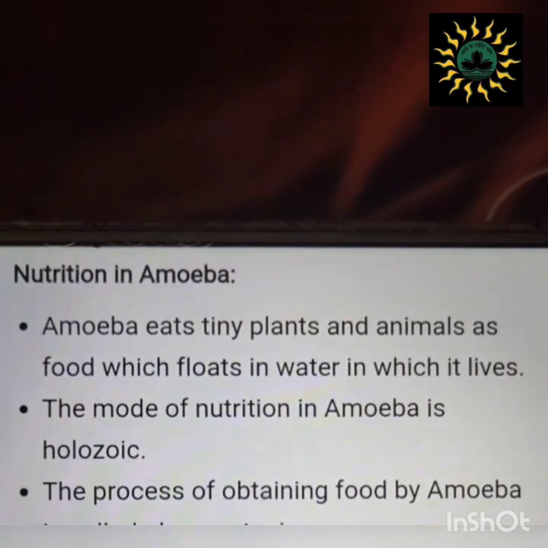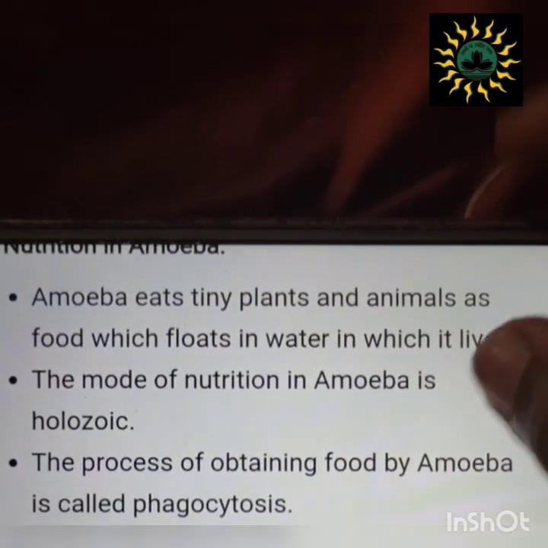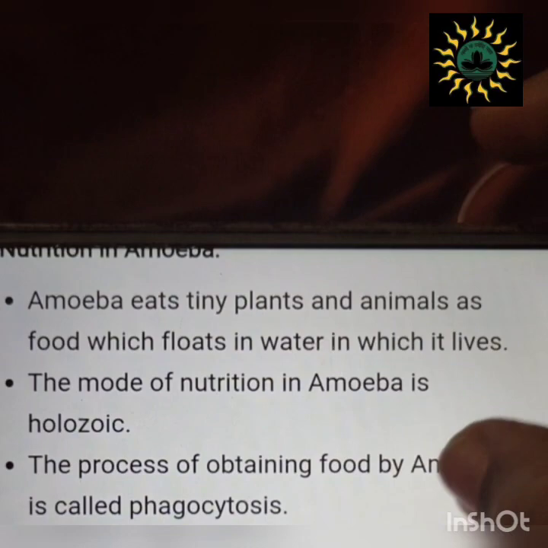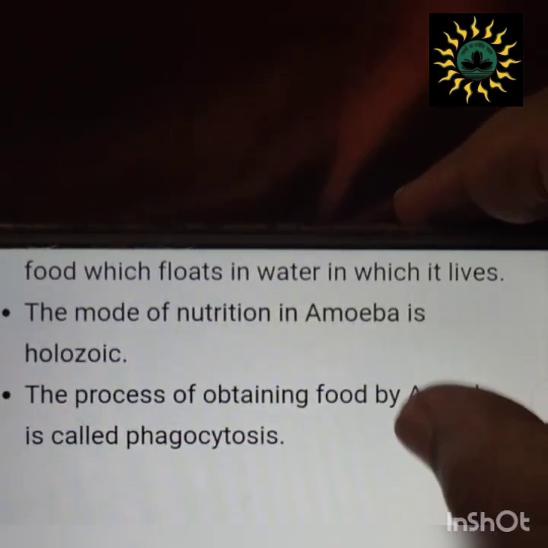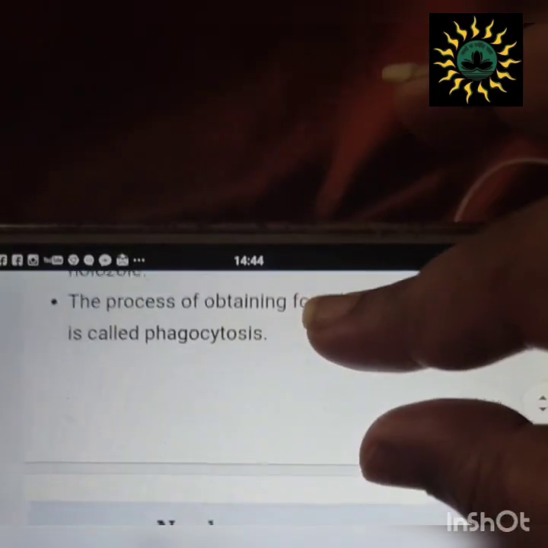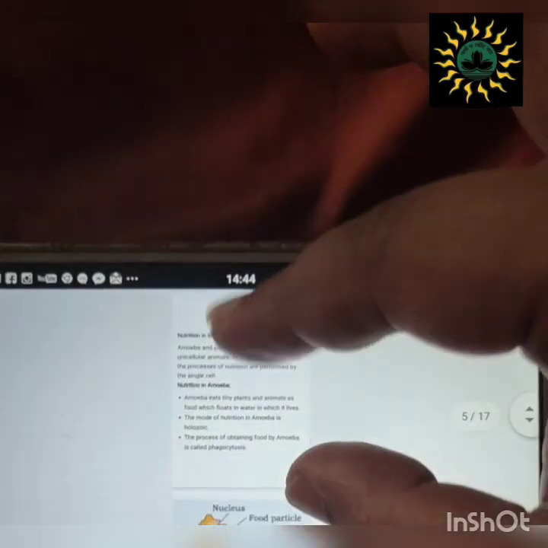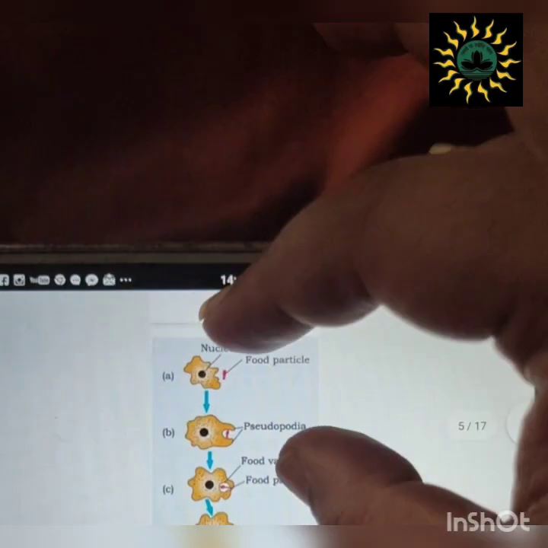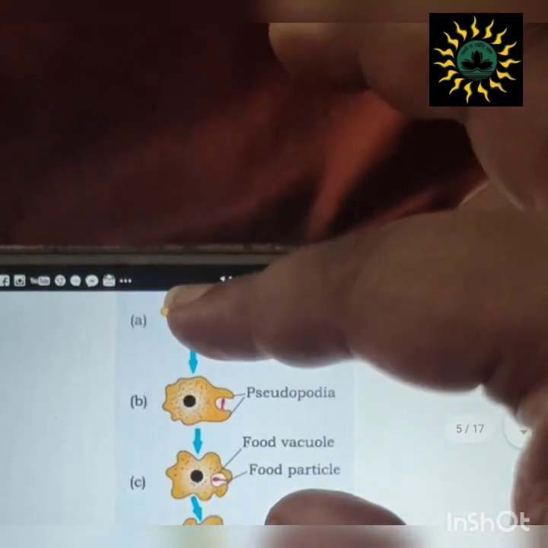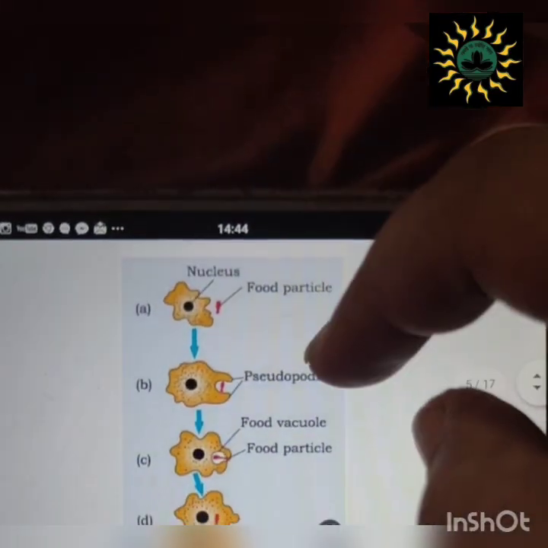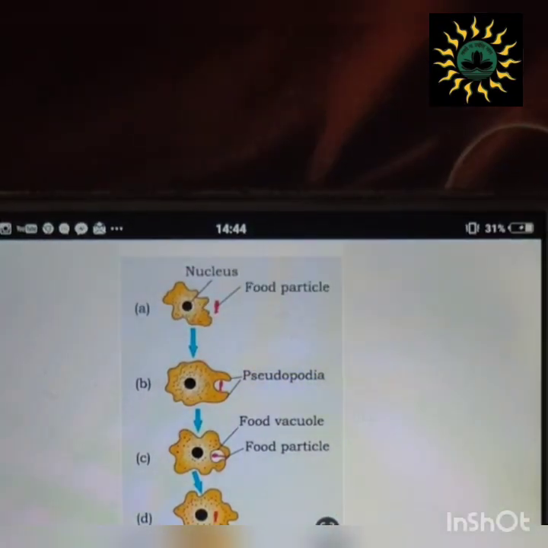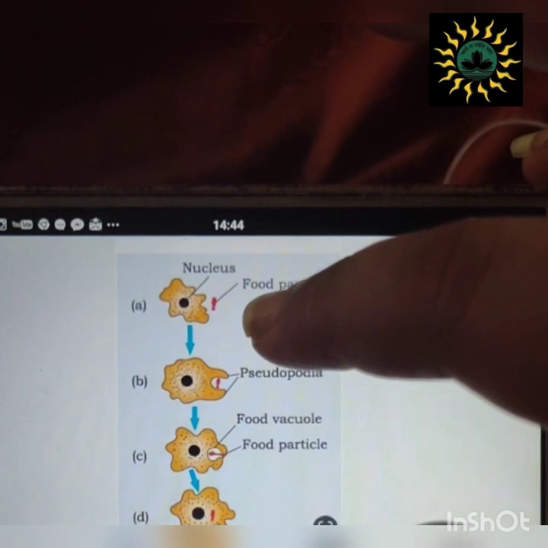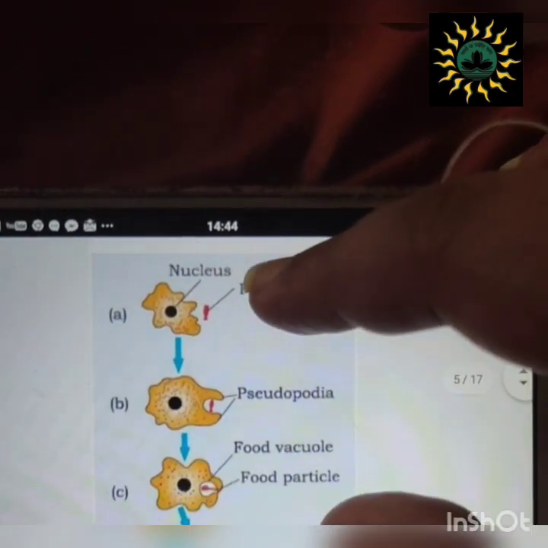And the mode of nutrition in amoeba is holozoic. That means they take in solid food. And the process in which amoeba acquires food is known as phagocytosis. Now we will see the way in which phagocytosis is taking place in amoeba. In this case, you see this is the amoeba and that's the nucleus. And you see the red color, that's the food particle. Can you see now? Yes.